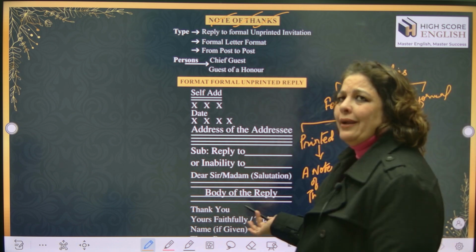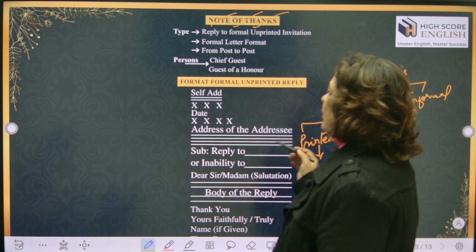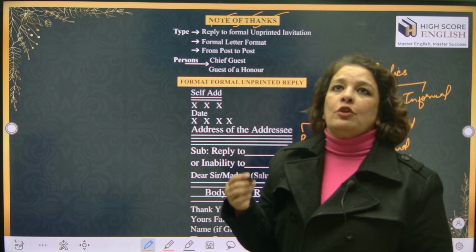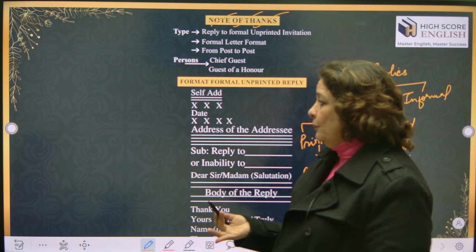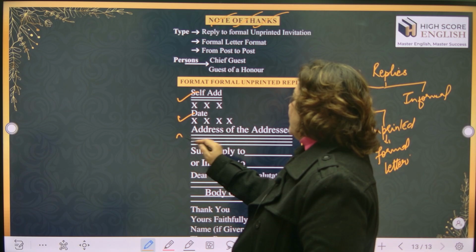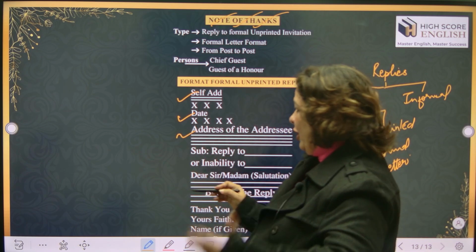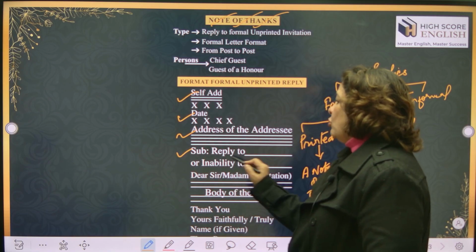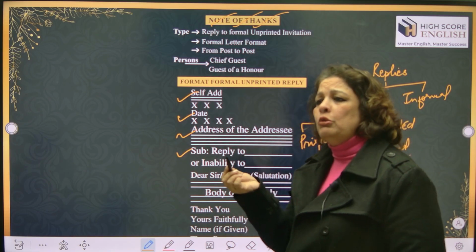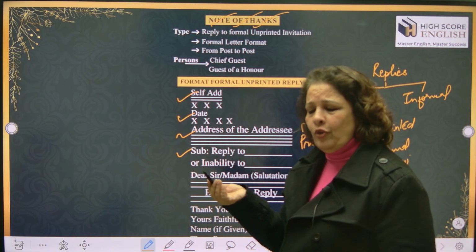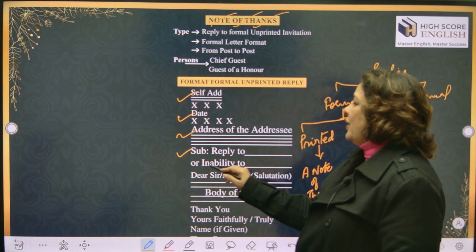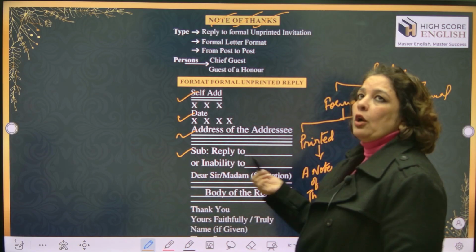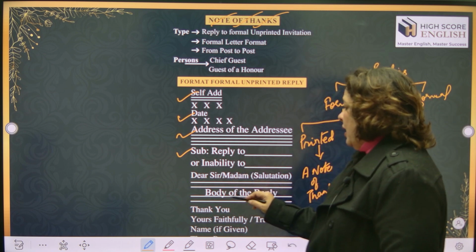Now, same format. I am not discussing the format again because just 10 minutes back only, I did the format of this formal letter. Okay, self-address, date, address of the addressee in 3 to 4 lines, reply to or inability to. There are two options you can use. Either you can write reply to an invitation for the weddings to be the chief guest, or you can write inability to be the chief guest. Okay, dear sir, madam, accordingly you are going to write the salutation in body.